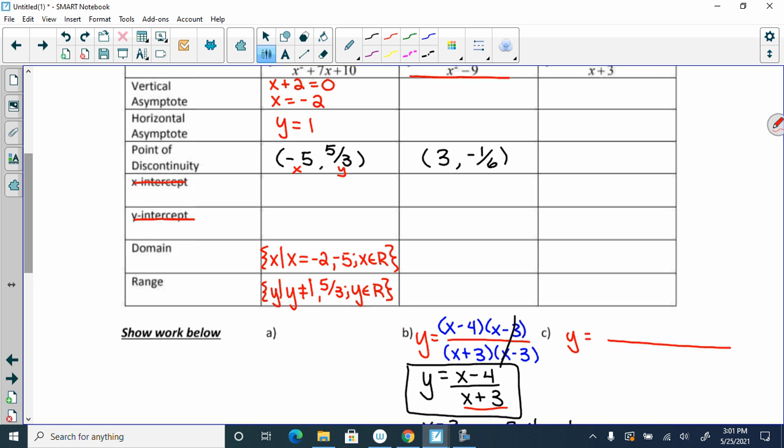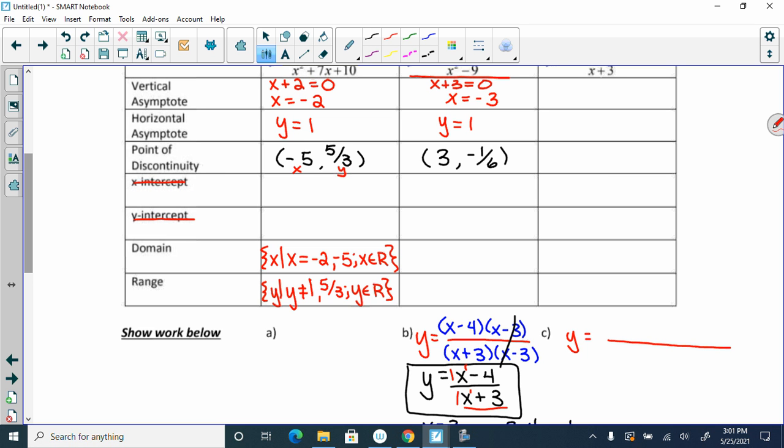So I have x plus 3 equals 0 for my vertical, so x equals negative 3. For my horizontal asymptote, these are both degree 1. So once again, I take their leading coefficients, which is 1 over 1. So it's going to be at y equals 1.